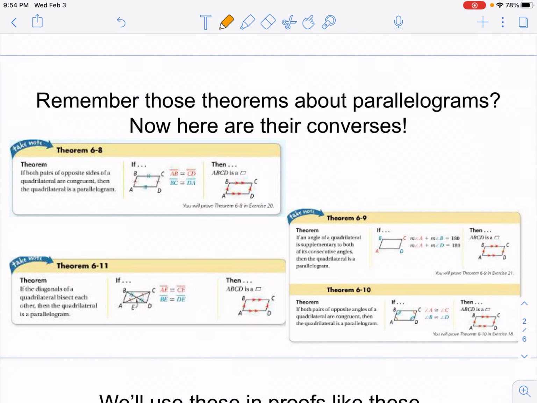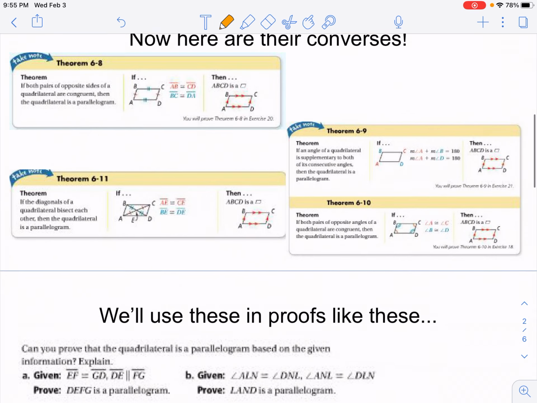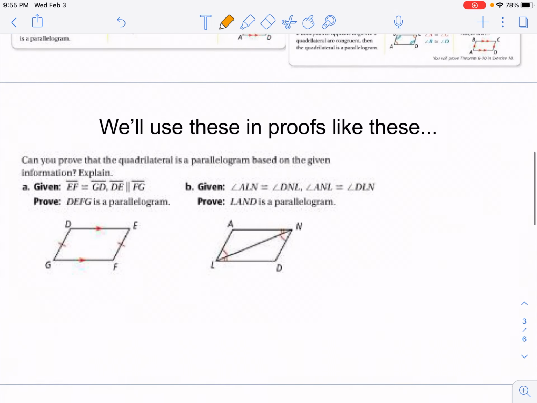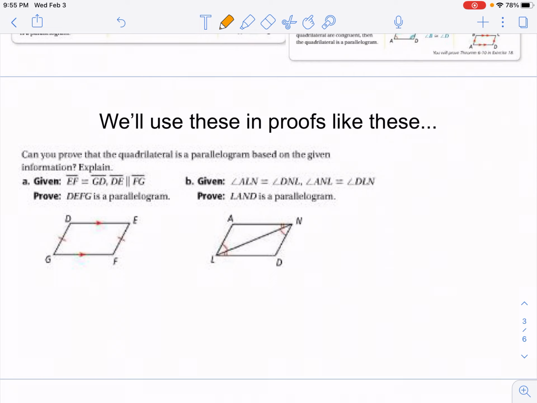So, remember those theorems about parallelograms that gave them their special properties? Turns out that they all have true converses. This means, for example, that if we can show that a quadrilateral has two pairs of congruent opposite sides, then that shows it's a parallelogram. And the same is true for all of these others. We'll use this in proofs like these.